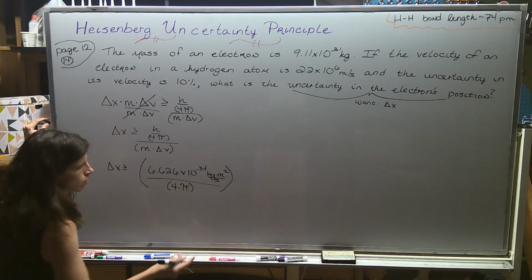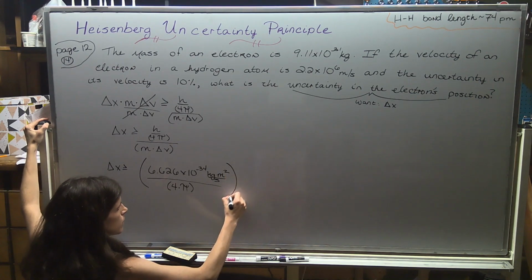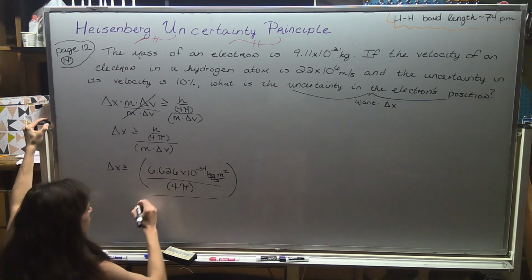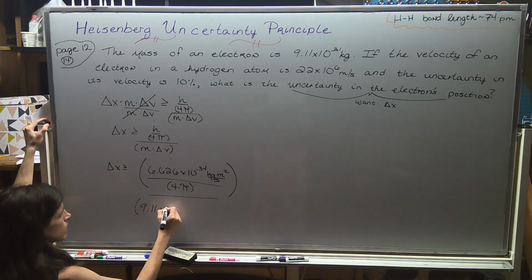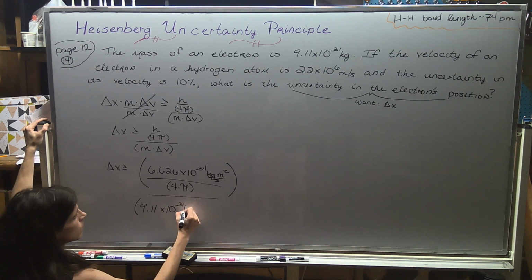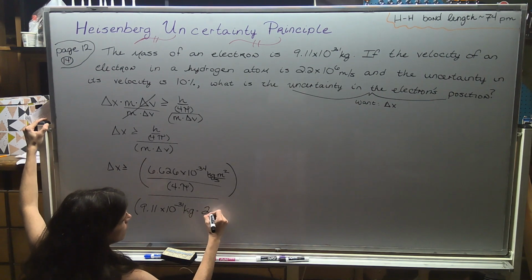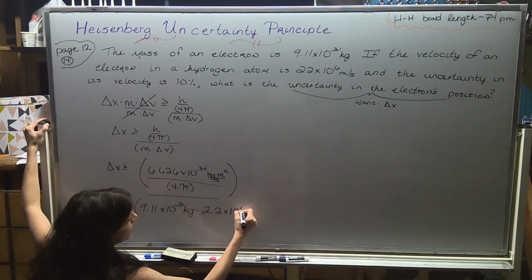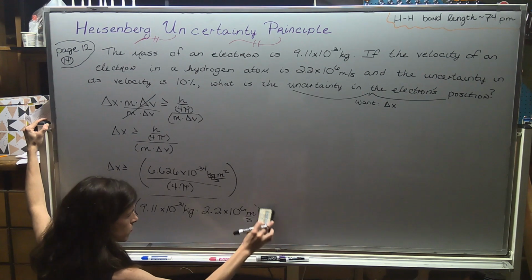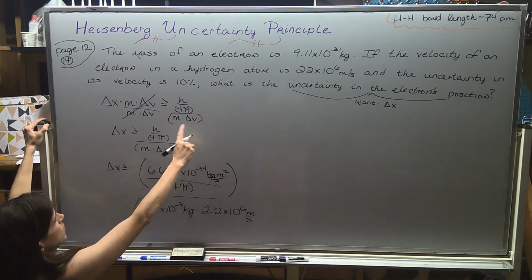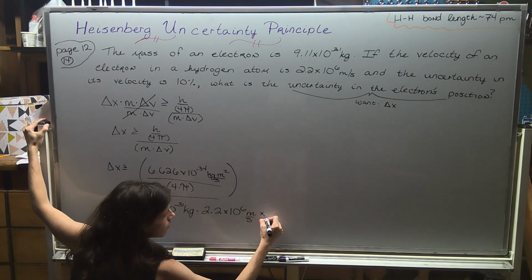This whole term, which in and of itself is a constant, is going to be divided by the mass of the electron, which is already in kilograms for us, times the speed of the electron, which already has the correct units. We need meters per second, times the delta part, the uncertainty part. So it's 10%. So I want to multiply by 0.10.